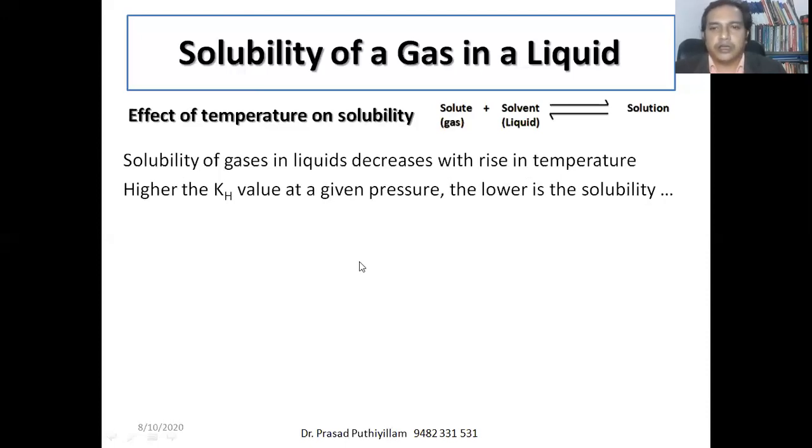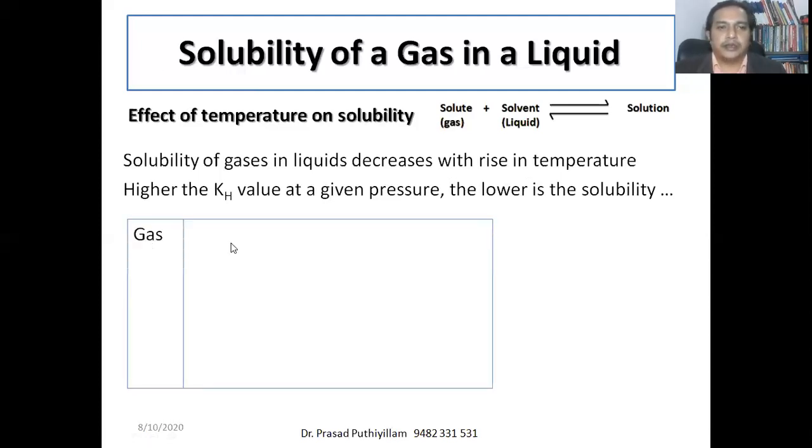On increasing the temperature, the gas molecules will escape, therefore the solubility of the gas decreases. If the Kh value is higher at a given pressure, the solubility is lower. That is what we saw from Henry's law. So these two points we can connect with some examples.